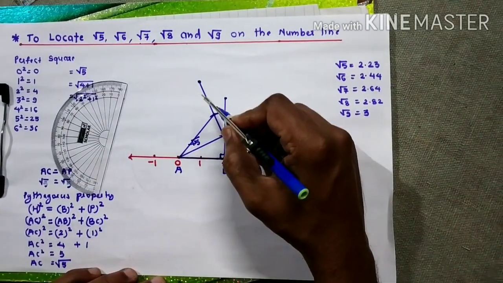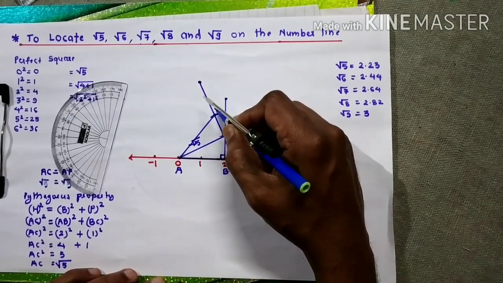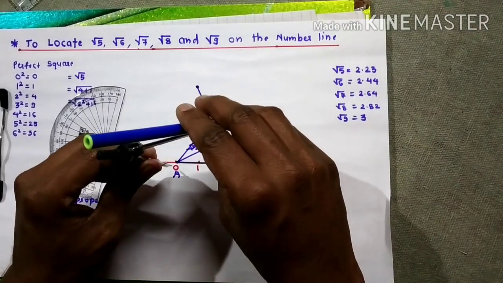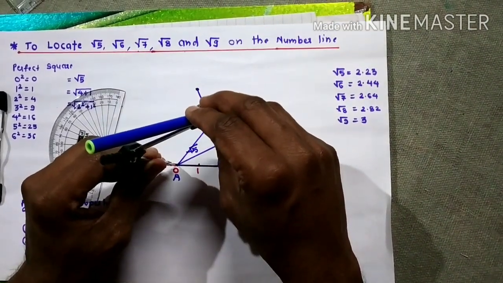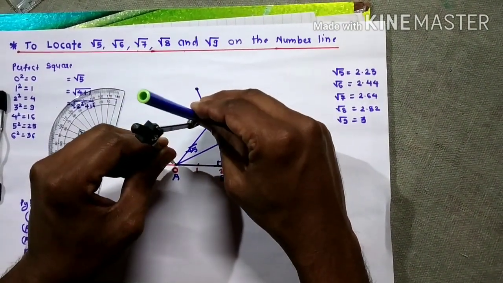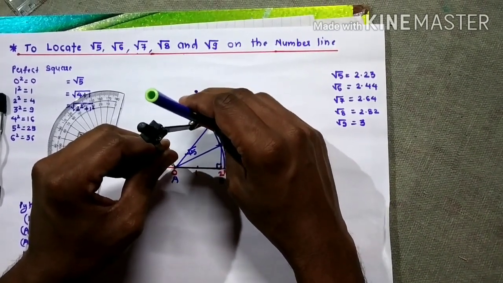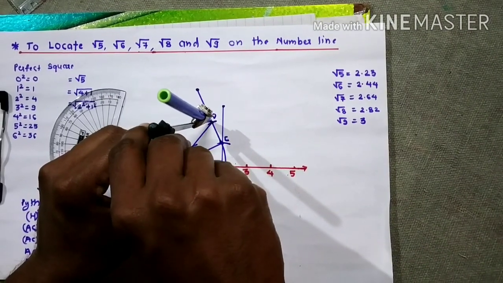Let us give the name D for this point. Next, we have to draw one arc by choosing this distance AD. So this AD is the radius of a circle. So let us cut one arc here.